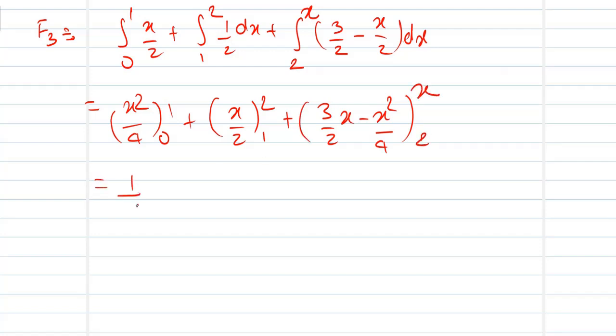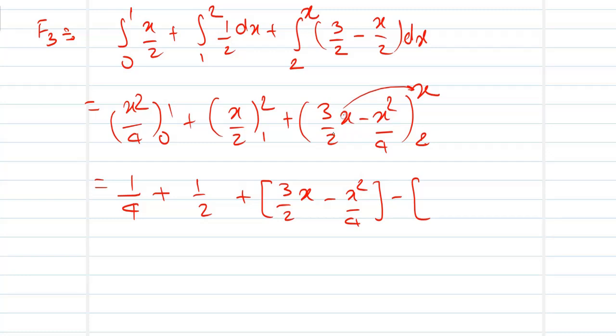So applying upper limit minus lower limit, 1 by 4, 2 minus 1 makes it as 1 by 2. Now upper limit x takes the value x itself. So 3 by 2x minus x square by 4, upper limit minus lower limit, it takes the value 2, 2 cancels off. So 3 minus, now 2 square is going to be 4, 4 will be equal to 1. So this gives me 1 by 4 plus 1 by 2 minus of 3 minus 1 makes it as 2. So this is minus 2 plus 3 by 2x minus x square by 4.